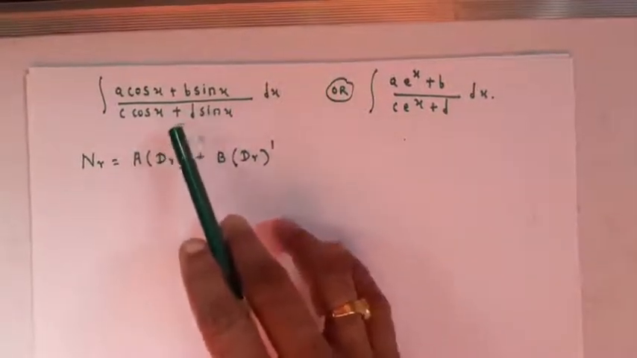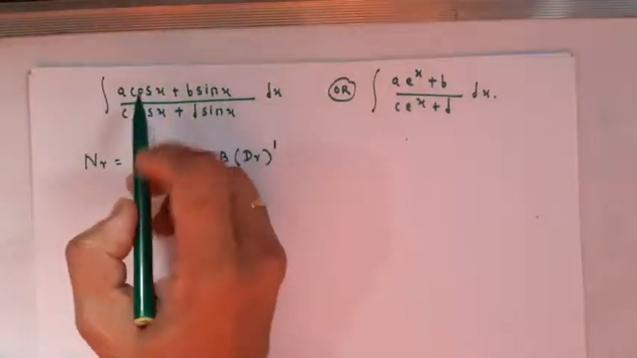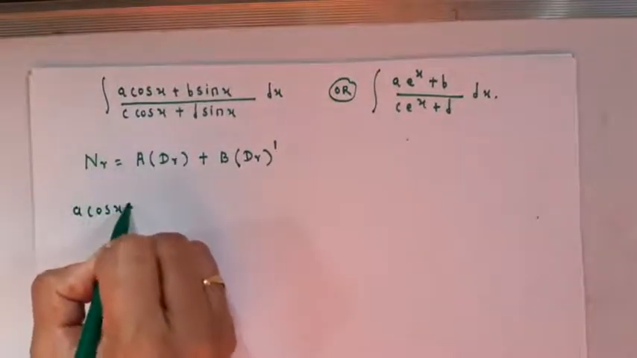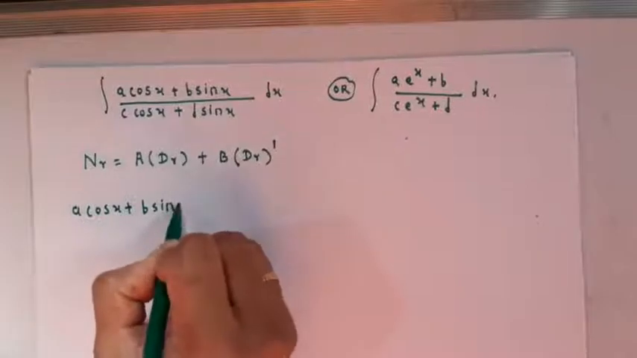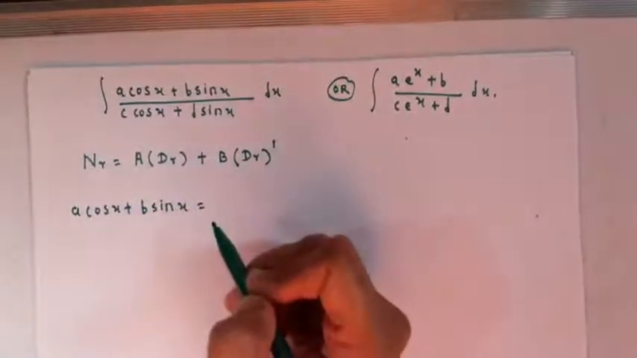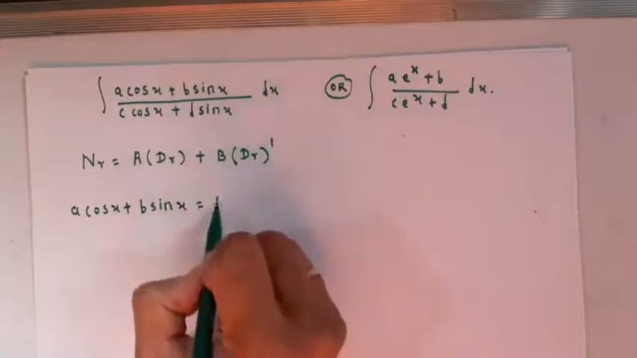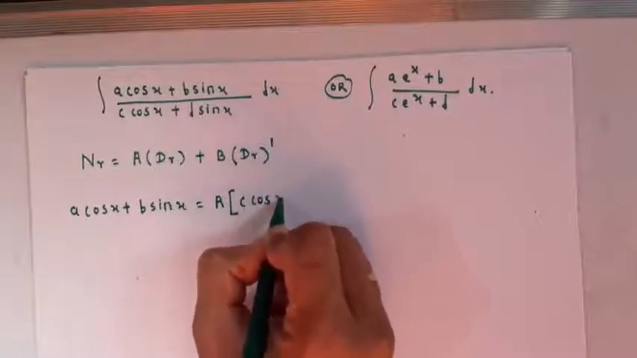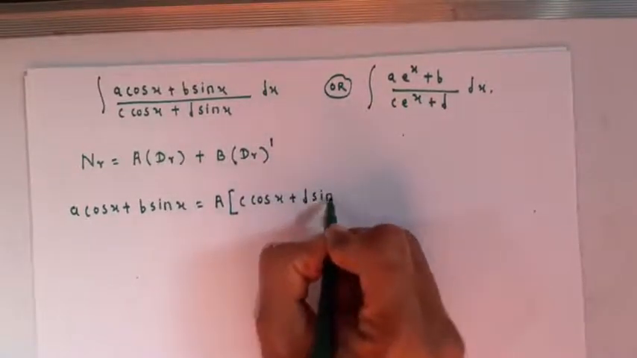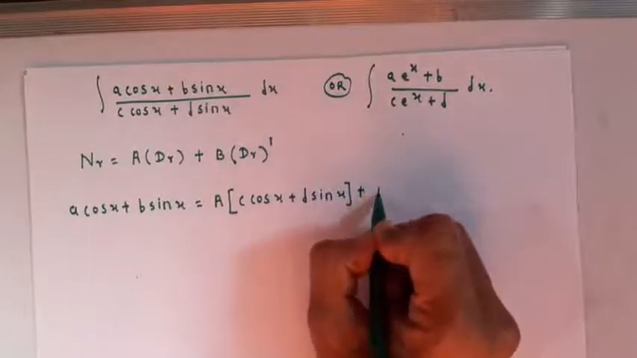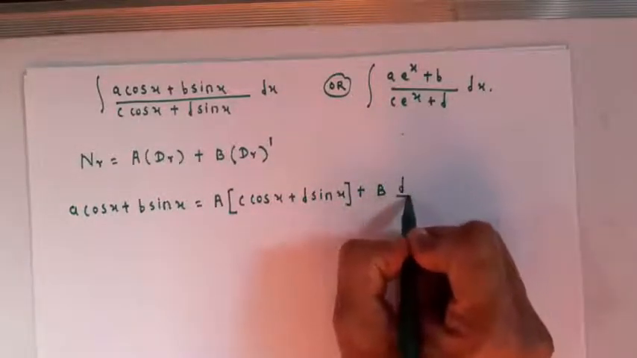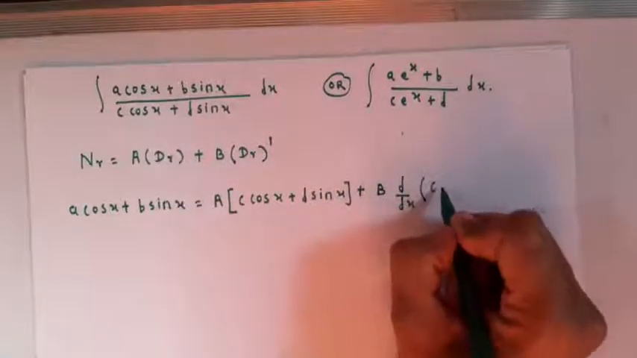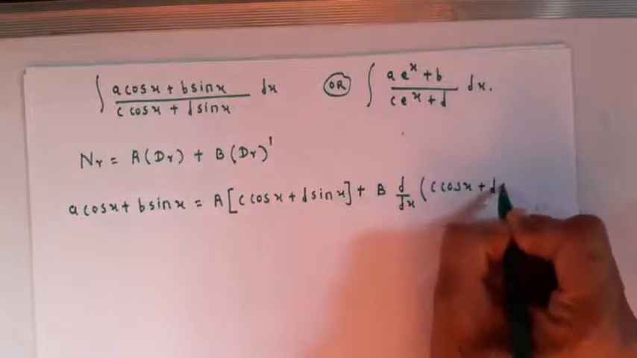let us take the numerator. Suppose here, the numerator is a cos x plus b sin x, and the numerator we have to express in terms of the denominator. How? That is a into the denominator, the denominator is c cos x plus d sin x, plus b into the derivative of the denominator. So the derivative of the denominator, that is the derivative of c cos x plus d sin x.